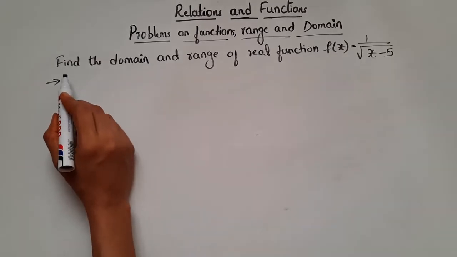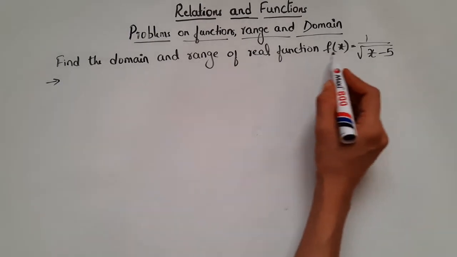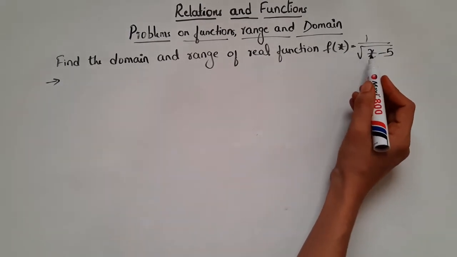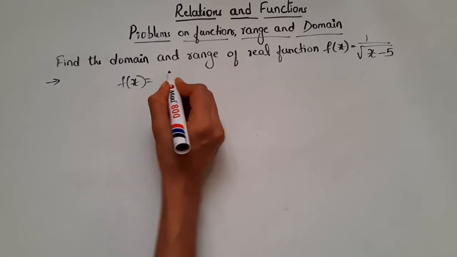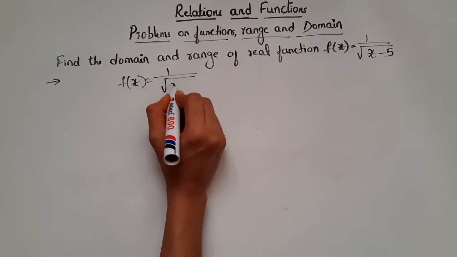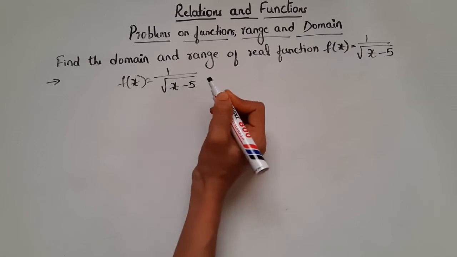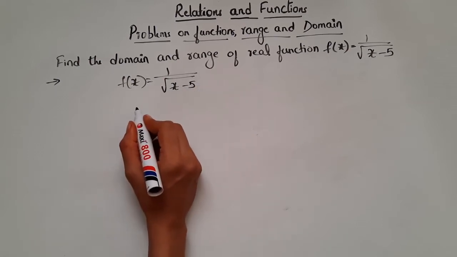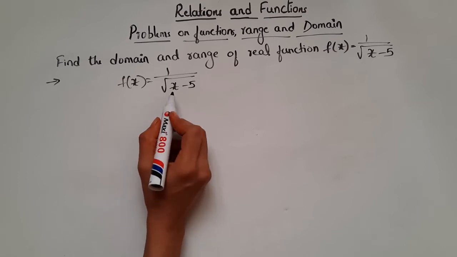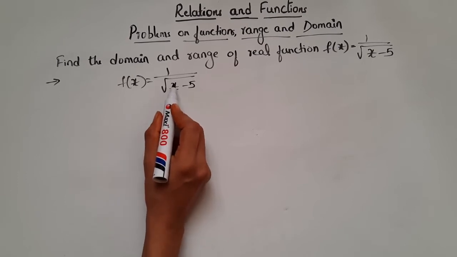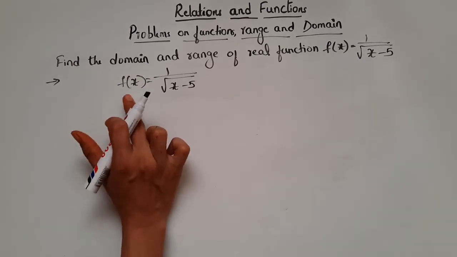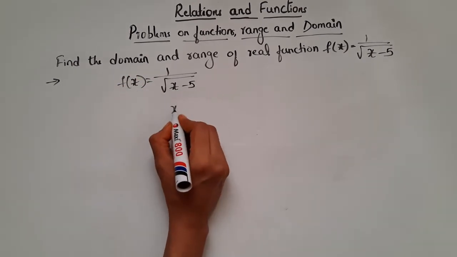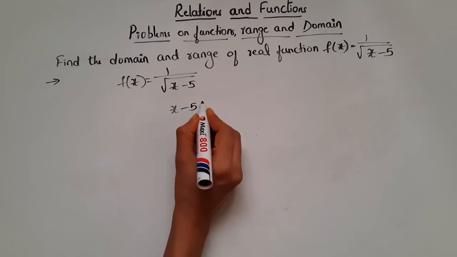So now let's see this problem here. It says find the domain and range of real function f of x is equal to 1 by square root of x minus 5. So we have function f of x is equal to 1 by square root of x minus 5. So we know what is domain. Domain is nothing but the set of values of x at which function is defined. Which means for what all values of x, this function f of x will give you a valid answer. For a function f of x to give a valid answer, here x minus 5 should be greater than 0.